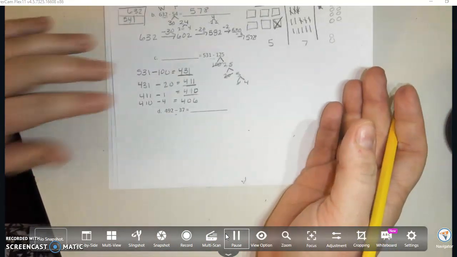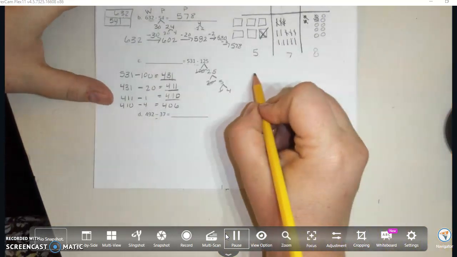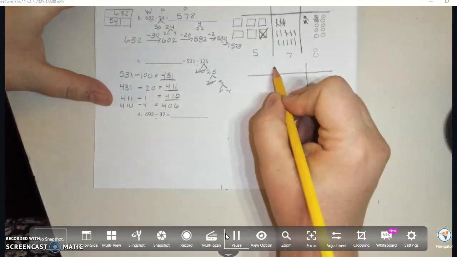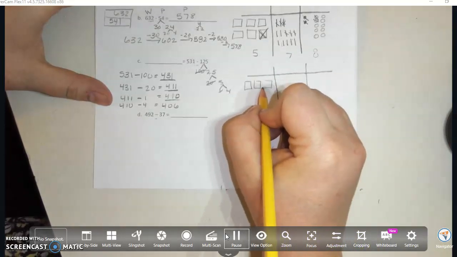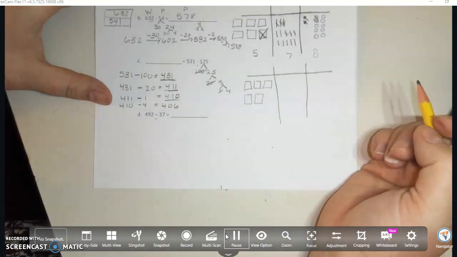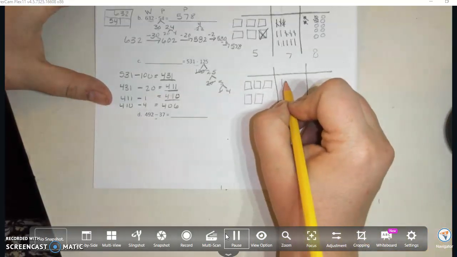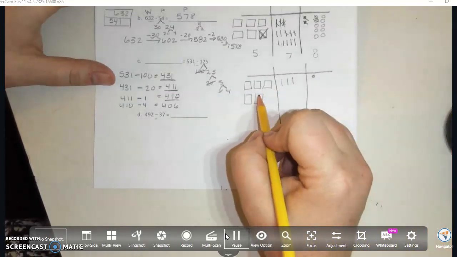Now, if that was difficult for you to follow, you can always go back to our tried and true method, which is our place value chart. Drawing in 500, 1, 2, 3, 4, 5. And it's always best to check your work. 31, 1, 2, 3, because as we know, even I make mistakes.